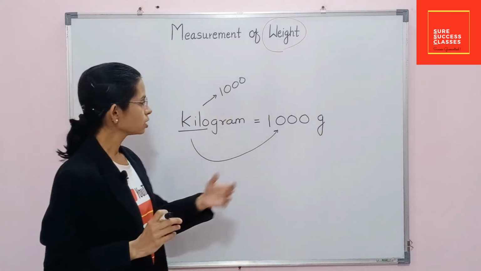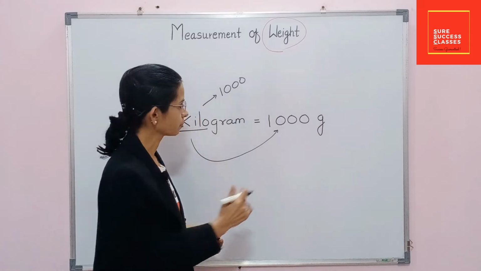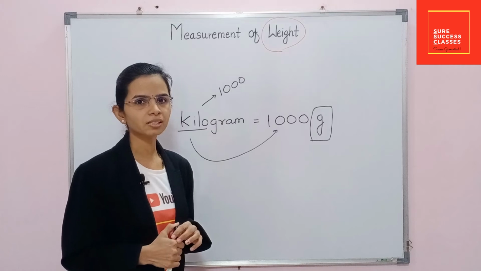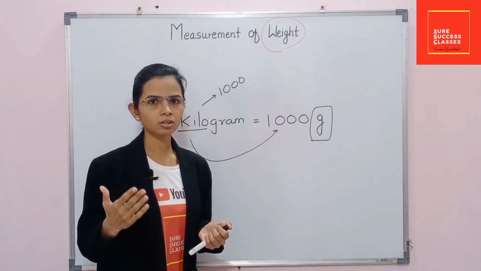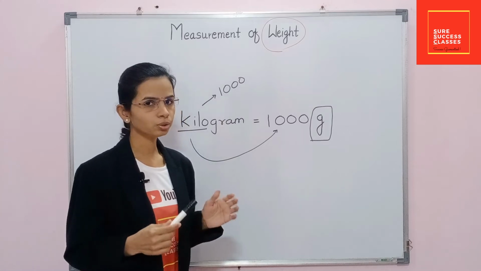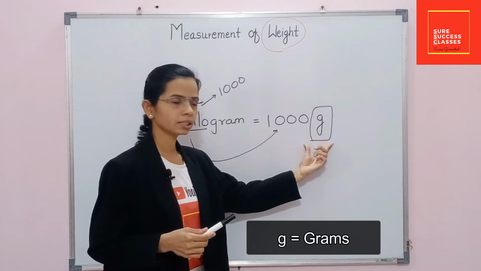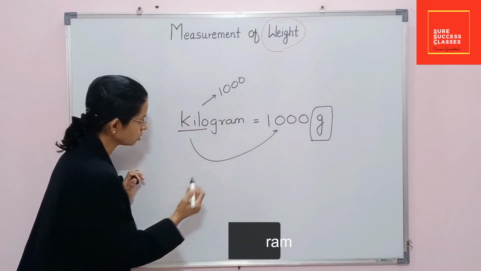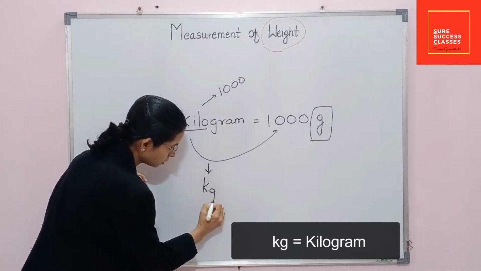This is the smaller unit to measure weight. We will concentrate on this gram. Students, generally the lighter objects like pen, pencil or gold are measured in the unit gram, and it is denoted by this letter G. And kilogram, this unit is denoted by kg.